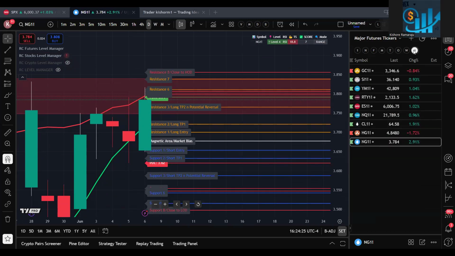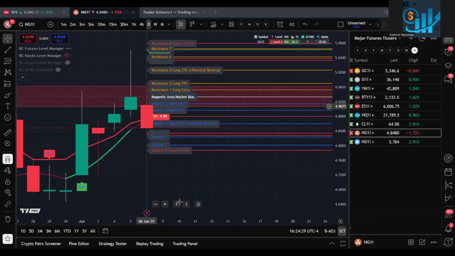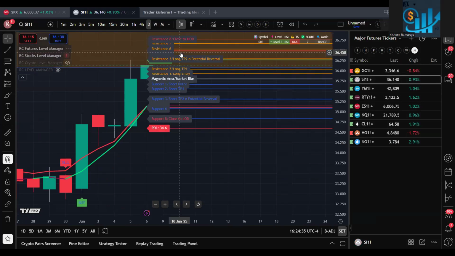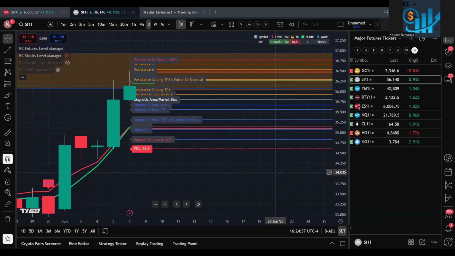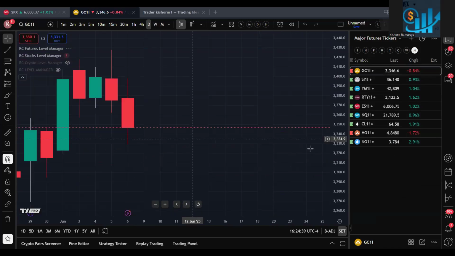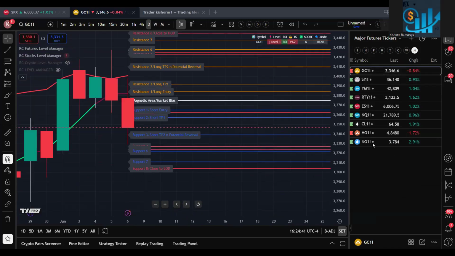Your gold, sorry, your copper is the best opportunity for today. And then your silver is the best opportunity for today. Then your GC, all those things will come.